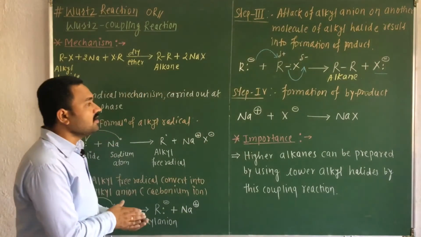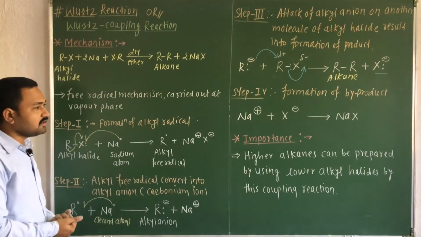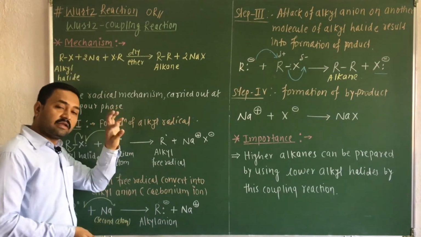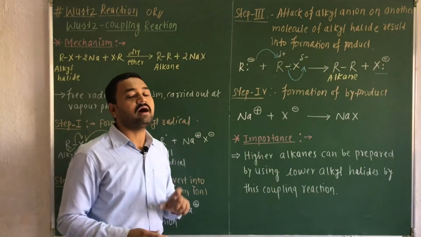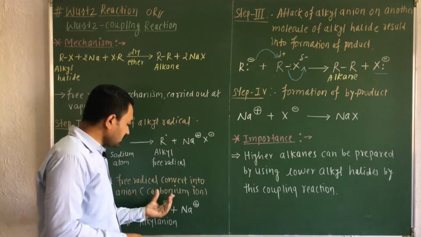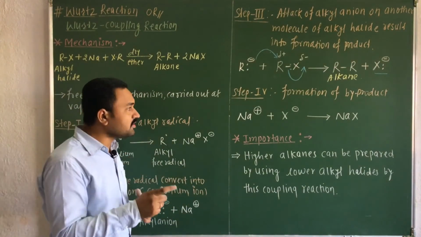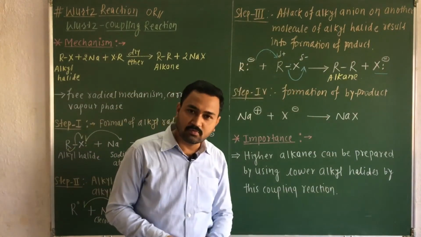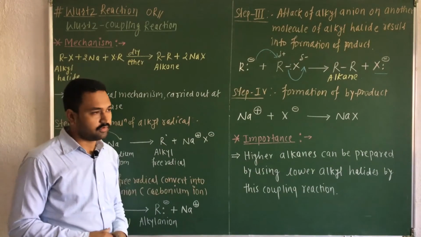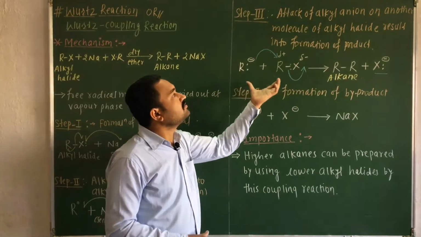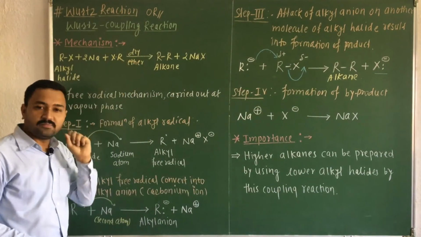Remember this. So what happens during this reaction? Formation of alkyl free radical takes place. Now that alkyl free radical converts into the alkyl anion, that is nothing but your carbanion, and that carbanion attacks the second molecule of your alkyl halide, leading to the formation of your final product. So this is about the mechanism of your Wurtz coupling reaction.